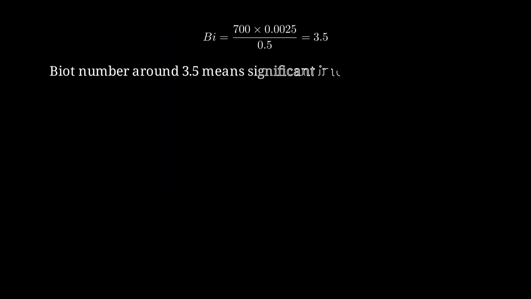A Biot number around 3.5 means there are significant temperature gradients inside the food. The surface reaches 100 degrees quickly, but the interior lags behind.